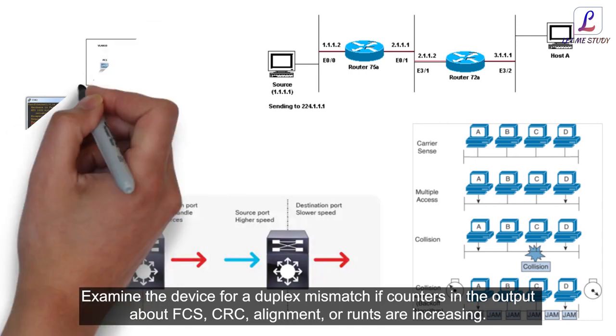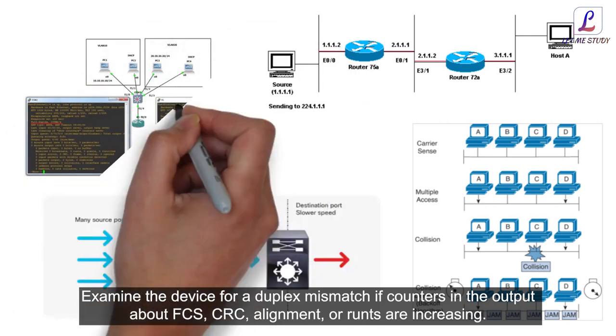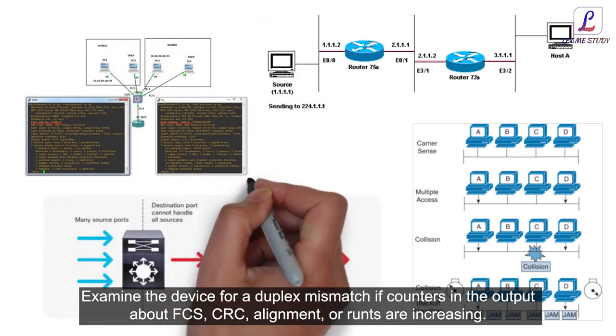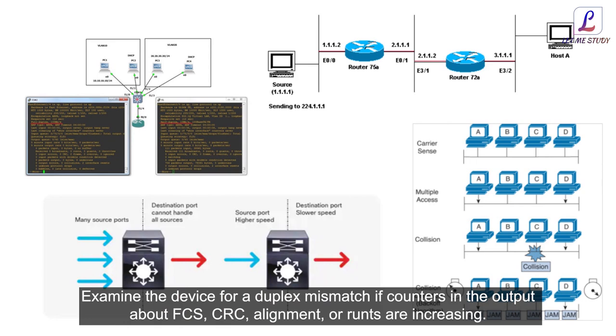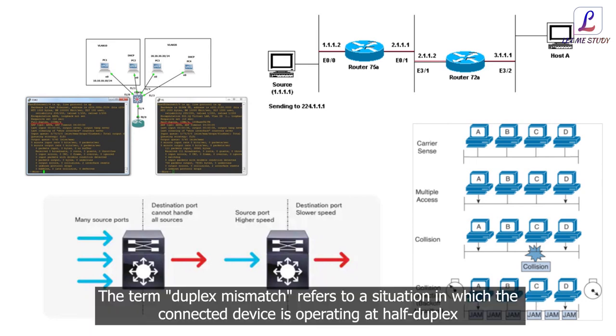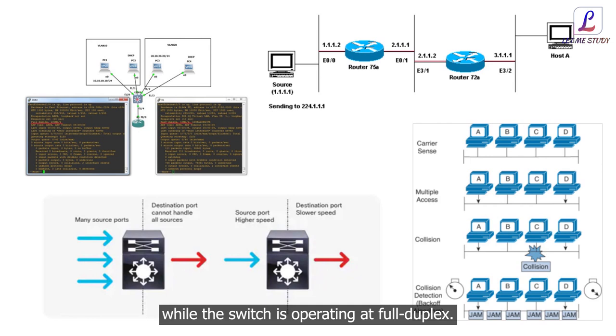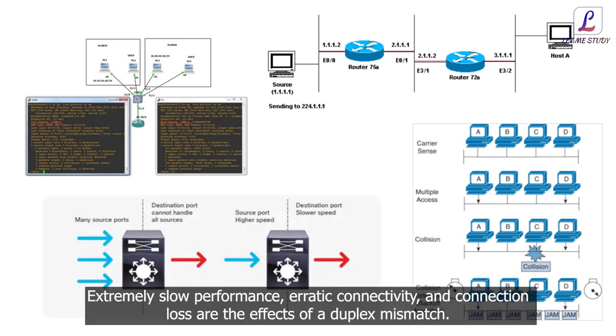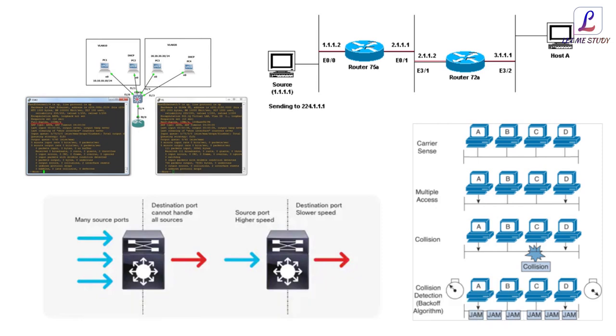Examine the device for a duplex mismatch if counters in the output about FCS, CRC, alignment, or runts are increasing. The term duplex mismatch refers to a situation in which the connected device is operating at half duplex while the switch is operating at full duplex. Extremely slow performance, erratic connectivity, and connection loss are the effects of a duplex mismatch.